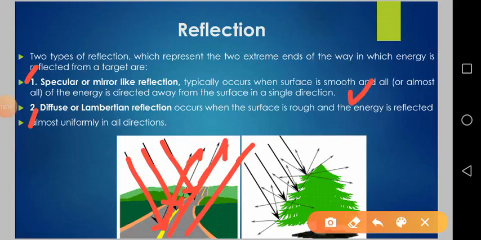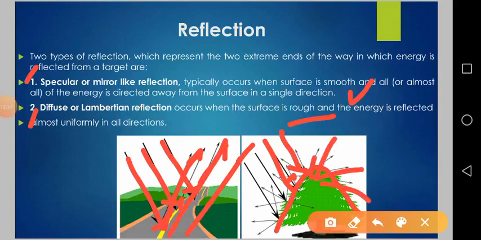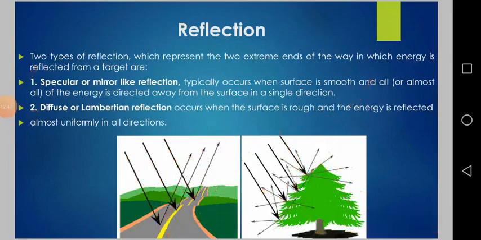The second one is diffuse or Lambertian reflection, which occurs when the surface is rough and the energy is reflected almost uniformly in all possible directions. So for example, there is a tree. This is the incident radiation of the electromagnetic waves. Now the reflected waves, as you can see, are almost uniformly in all directions. So that is called diffuse or Lambertian reflection.